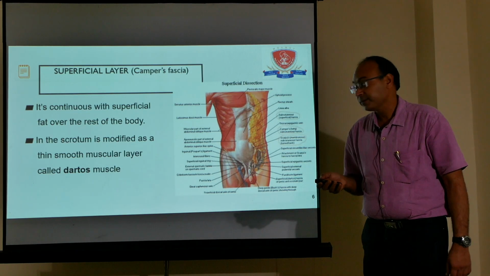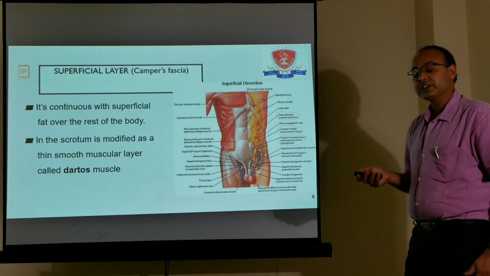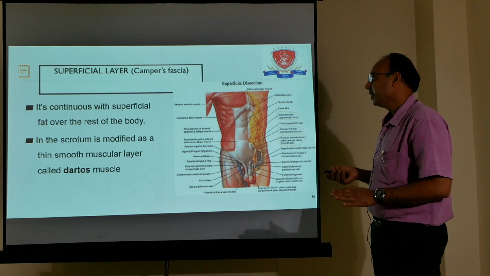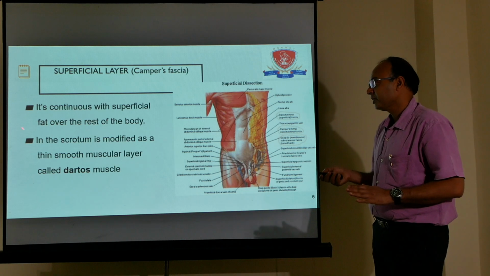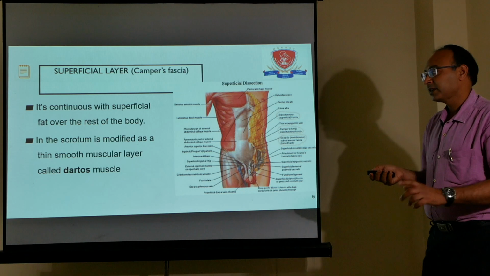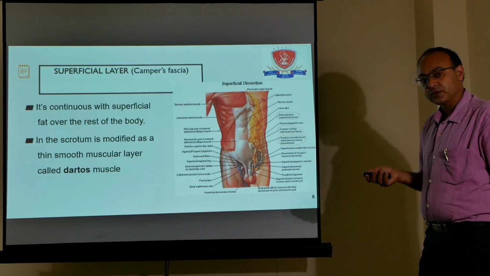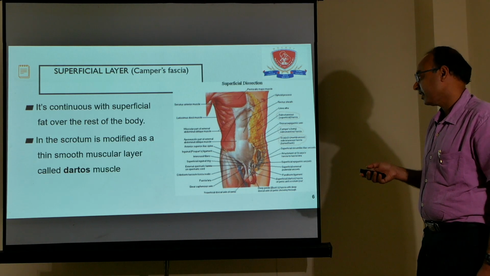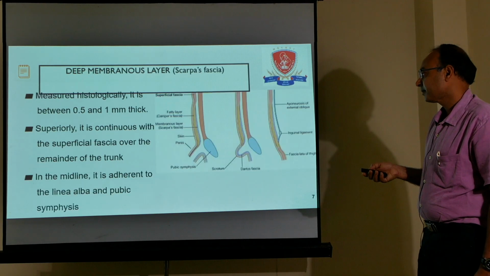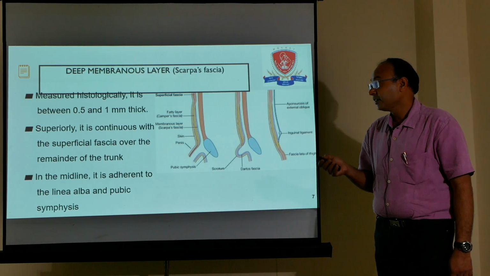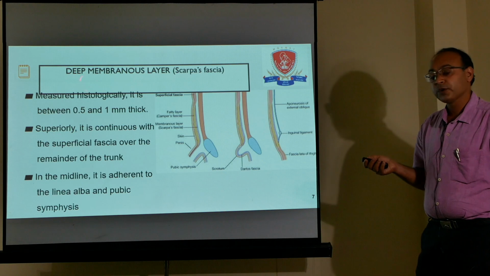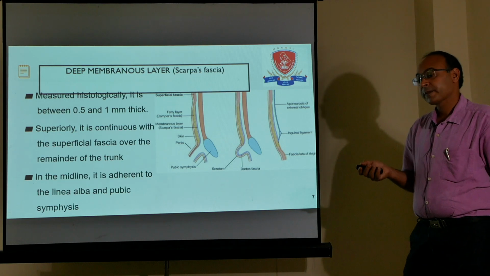In an obese patient, there is a thick adipose layer which constitutes the bulk of the abdominal wall. The Camper's fascia is basically the superficial fat which is present all over the body, and it is in continuation with the superficial fat all over the rest of the body. In the scrotum, there is a smooth muscle layer called the dartos muscle which lies in this layer. Then the deep membranous layer, or the Scarpa's fascia, is about 0.5 to 1 millimeter thick.